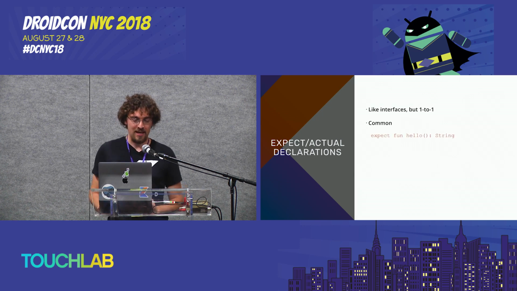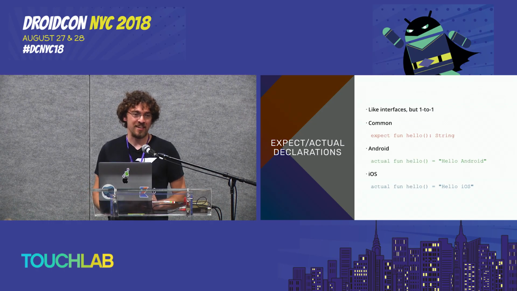And what that looks like is I might have in my common code this function defined with an expect declaration. And I use the actual keyword on Android and iOS, and I can give it two different implementations based on whatever I need for that platform.